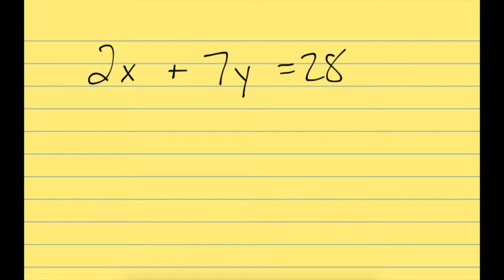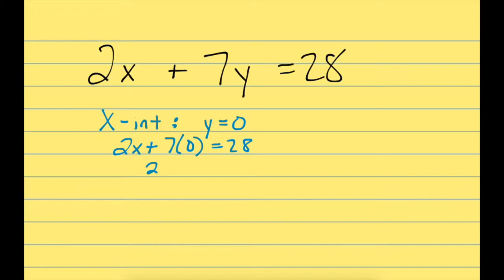We'll start with the equation 2x plus 7y equals 28. Now if we think about it, the x-intercept is where it crosses the x-axis. And on the x-axis, the y value is 0. So if we want to find the x-intercept, we put in 0 for y, and we solve for x. And so we get x equals 14. So our x-intercept is (14, 0).